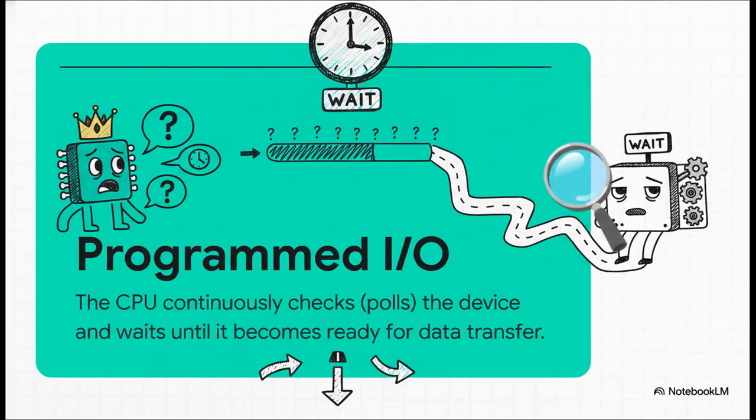With programmed I/O, the CEO is an absolute micromanager. The CPU tells the I/O module it needs something, and then it just sits there, tapping its foot, constantly asking, is it ready yet? How about now? Are you ready now? The CPU is 100% tied up, just waiting on a slow device.